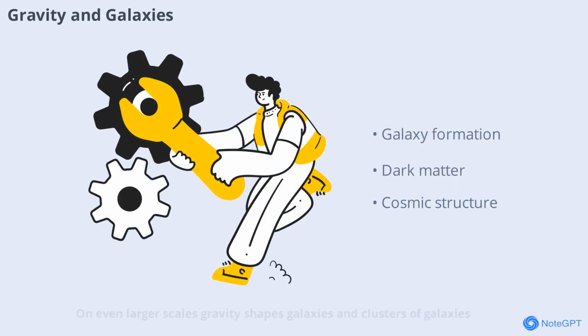On even larger scales, gravity shapes galaxies and clusters of galaxies. It pulls stars together to form galaxies and binds galaxies into clusters. Gravity also influences the motion of stars within galaxies, providing evidence for the existence of dark matter. Understanding gravity on these scales helps us unravel the structure and evolution of the universe.